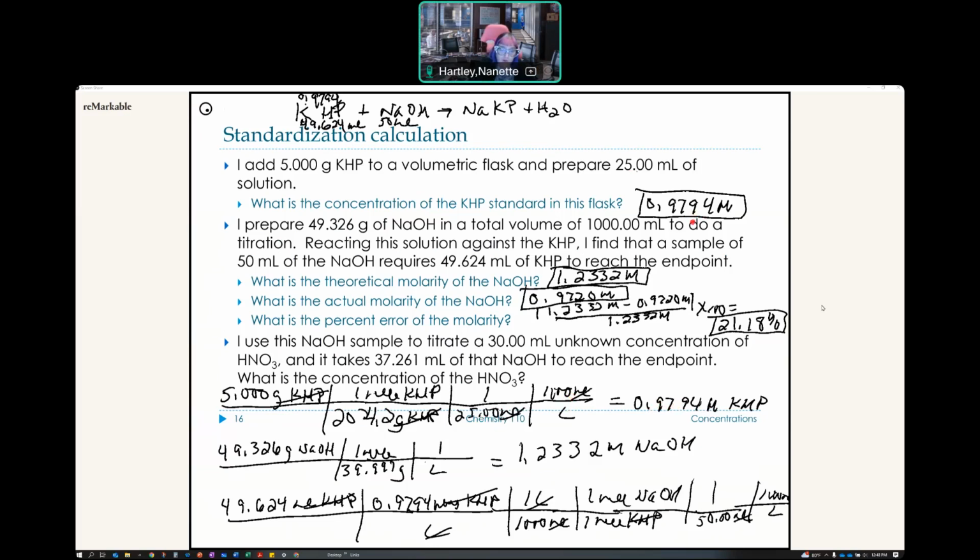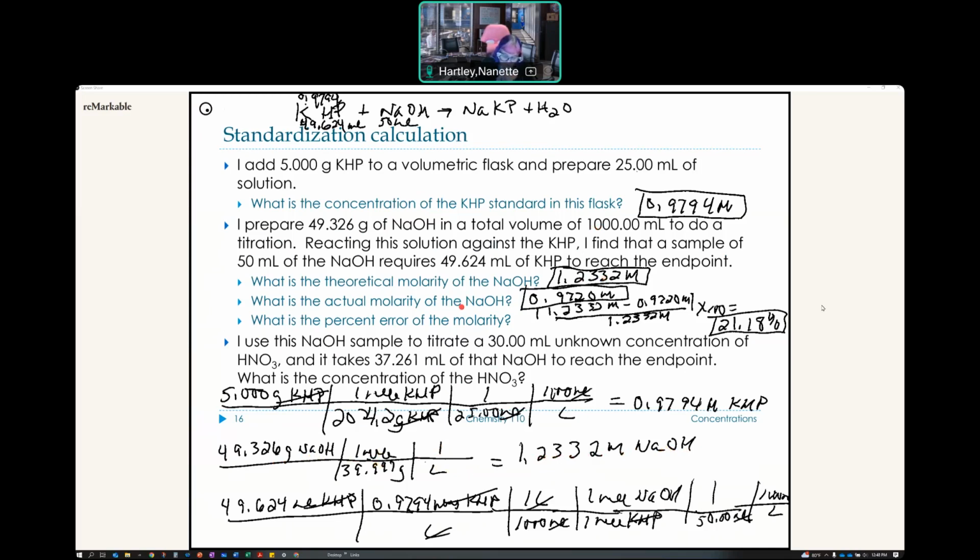The theoretical molarity of the NaOH is based on the amounts that we put in here. So the 49.326 grams of NaOH in a total volume of 1 liter. So 49.326 grams of NaOH divided by the molecular weight, 39.997 grams of NaOH in 1 liter. Okay, that's equal to 1.2332 molar NaOH. That's my theoretical. So that's right here.